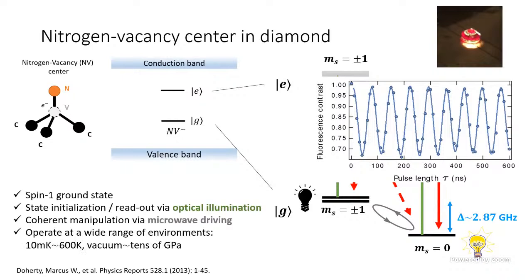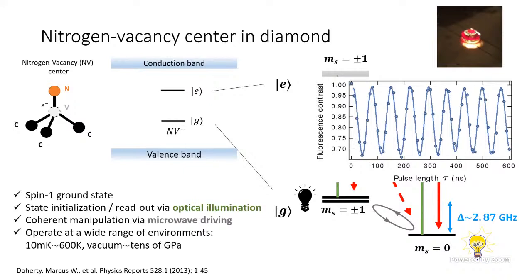Okay, note that compared to other AMO or quantum information systems, a good thing for the NV system is that it can operate in a very wide range of environments, ranging from, for example, millikelvin to 600, 700 Kelvin, and from vacuum to, for example, tens of gigapascal pressure.